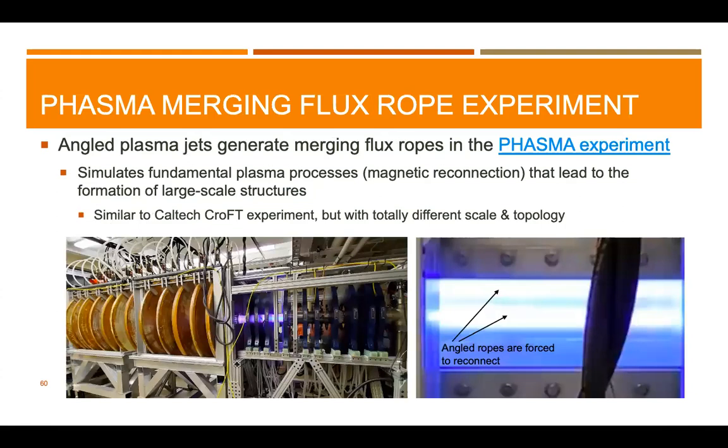Another big one is the PHASMA experiment. This makes angled plasma jets to generate merging flux groups. So you have these collimated jets of plasma at a slight angle of inclination, and they reconnect. This simulates a fundamental astrophysical plasma process, magnetic reconnection between flux groups, to examine how the energetics of forming large scale structures like solar thermal loops and jets work out in the long term. This is actually similar to our Croft experiment with a totally different topology. It's, in some sense, parallel flux strips merging together and examining the energetics of that. So where we have loops with different foot points, they have lines with different endpoints.